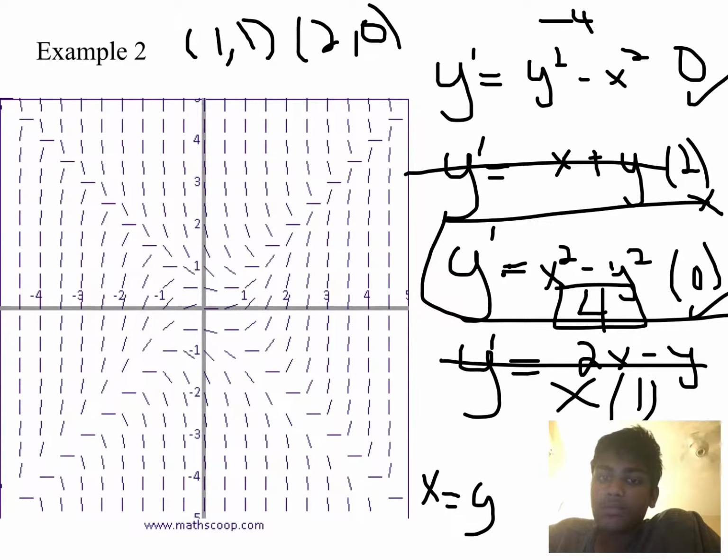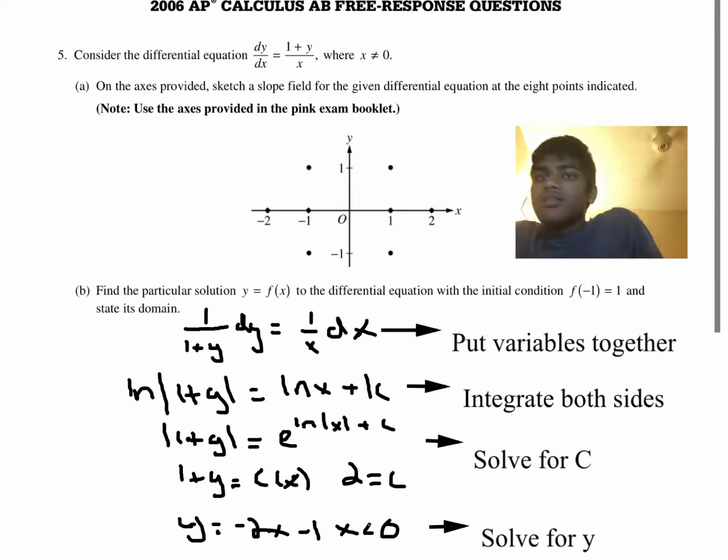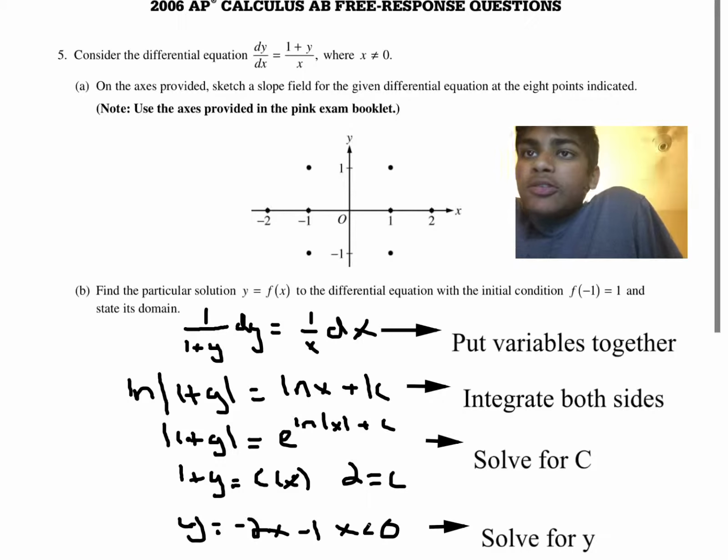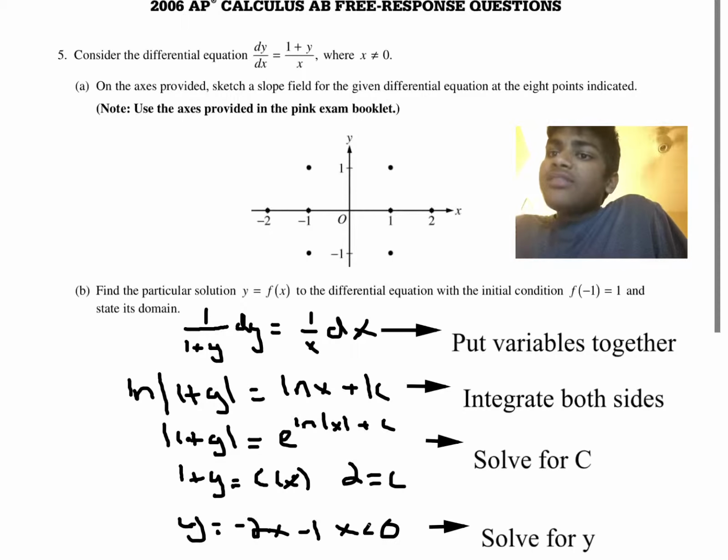Okay, moving on. This is our third example. This is the 2006 AP Calculus AB free response question. Before I do this for you, you can pause the video and try to do the same thing yourself. Okay, if you're back, then let's start doing this. At x equals 0, we won't have any slopes because it's undefined. And then at all the others, we have a slope.